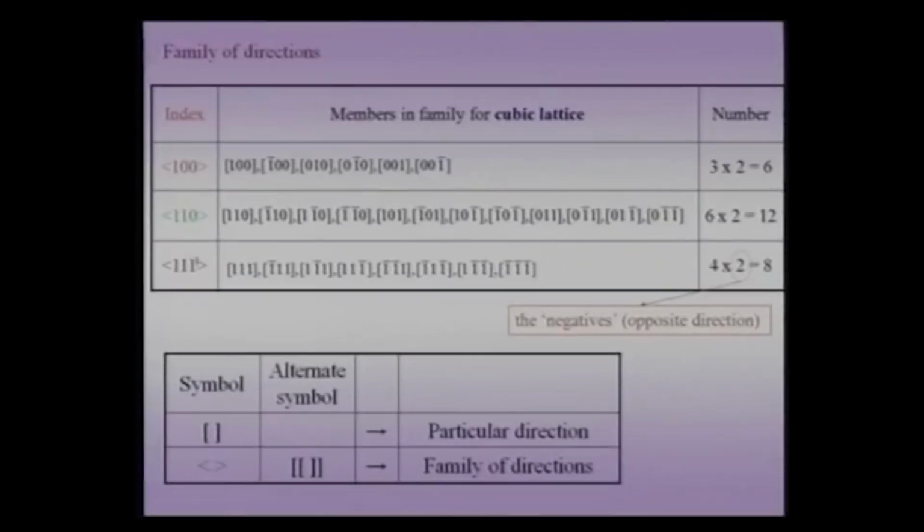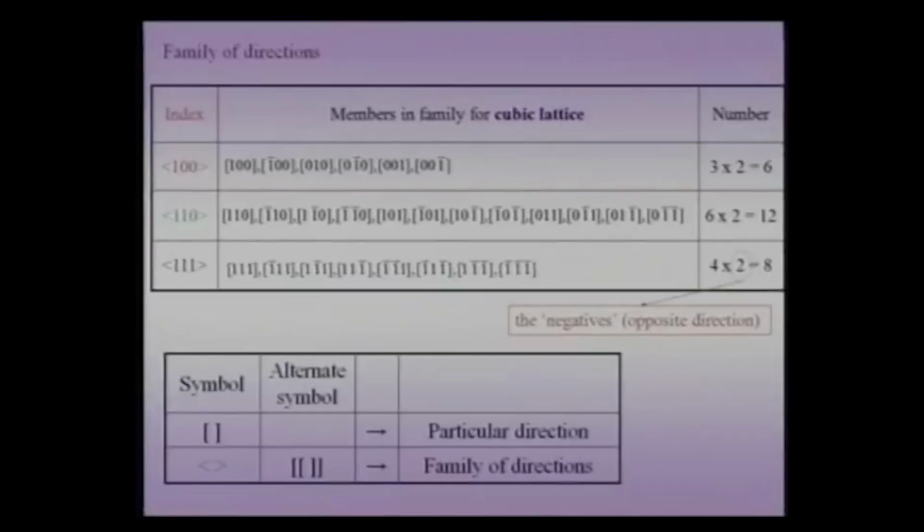Having defined the concept of family of directions, let us go and count the number of members of a family. There are important directions like the 100, the 110 and the 111, and we will be dealing with them often when we talk about various properties of crystals and make a counting of all the members of the family. This is for a cubic lattice that we are doing, the simplest of the possibilities.